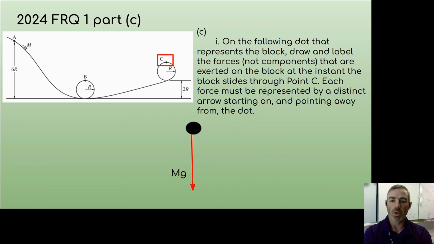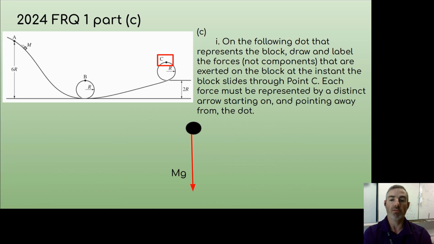Now, the block is oriented upside down at point C. So since it's upside down, the track is above it. If the track is above it, that means the track is going to be pushing down as well. So the normal force that we draw, because it doesn't leave contact with the track, is what it gave us in the description. The normal force is also going to be pointing down.